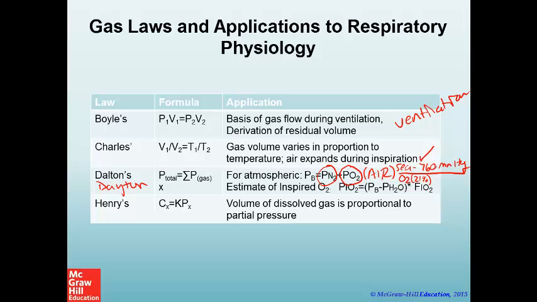So 21% of 760, I'm not going to do the math. It should be about 161 or somewhere thereabouts. So the concentration in the mixture is 21%, and the partial pressure is 21% of 760, which is 161. Henry's law deals with solubility.